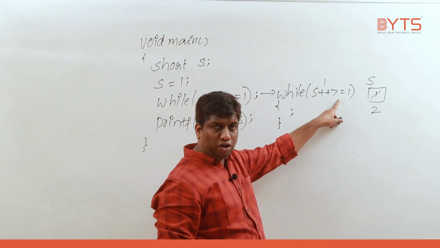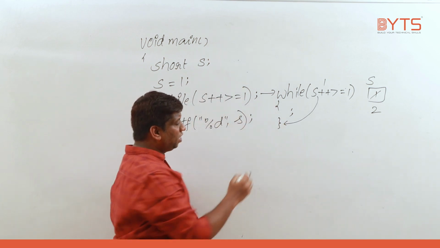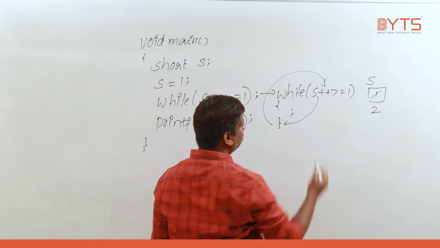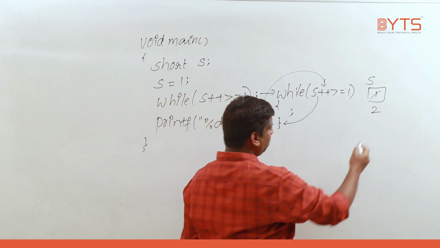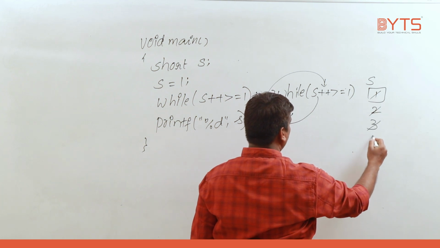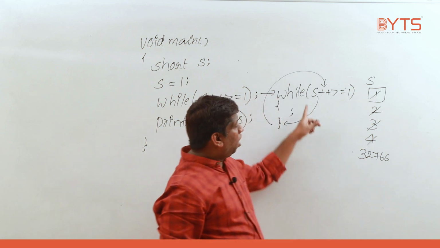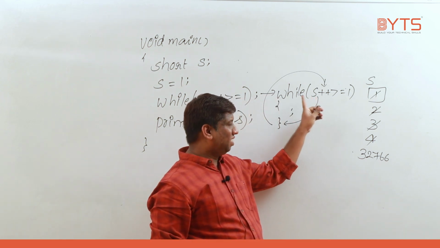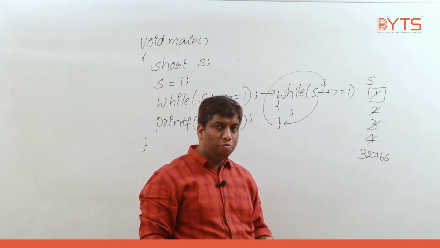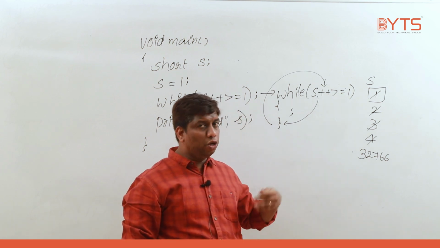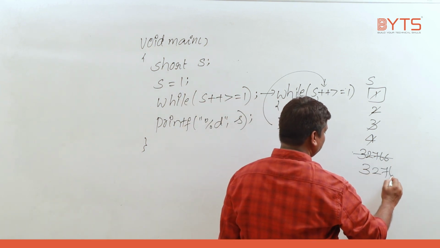1 greater than or equal to 1, true. Enter into the loop. Nothing to do inside the loop. Whenever I reach the end of the loop, come here. Now what is the current value of s? 2. 2 greater than or equal to 1, true. Enter inside with what value? 3. Like that, 4, and so on up to 32766. Assume the value of s is now 32766. 32766 greater than or equal to 1, true. True means enter. But before entering, I need to do the post increment, right? 32767.